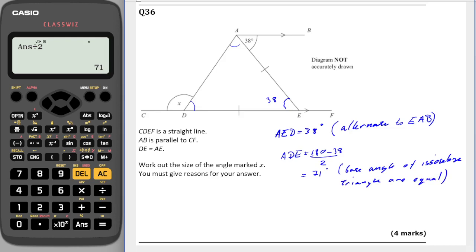And then finally, x is going to be equal to 180 minus 71. So that's going to be equal to 109. And the reason is that angles in a straight line equal 180 degrees.